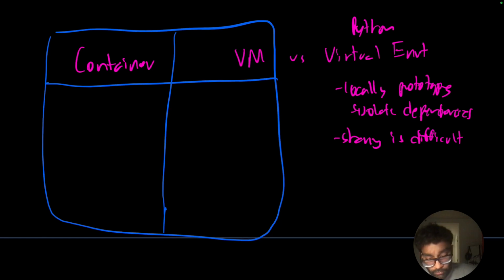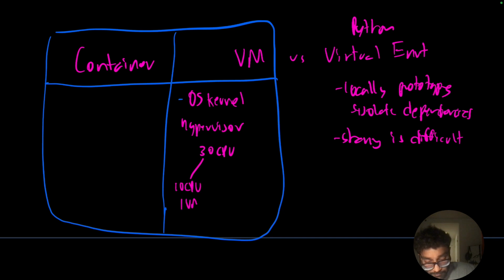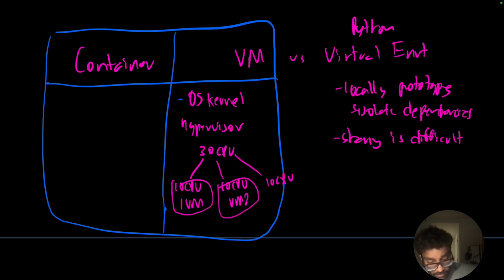with the VM, what we're looking at is each virtual machine has its own OS kernel. And this is a hypervisor that is dictating all of this. What the hypervisor does is, let's say, for example, you have a 30 CPU machine. Hypothetically, it will give 10 CPUs to one VM, another 10 CPUs to VM2, and then another 10 CPUs to VM3. So the isolation is at the OS level itself.